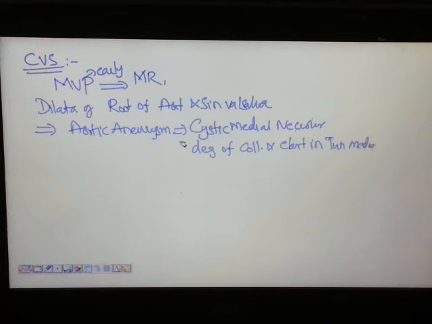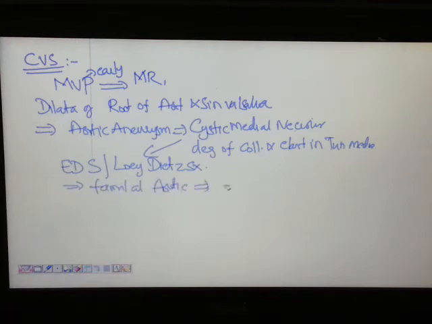Cystic medial necrosis is also seen in other syndromes like Ehlers-Danlos syndrome and Loeys-Dietz syndrome, which is something similar to Marfan's. If a patient already has a familial aortic aneurysm, then they develop at the base of the abdominal aorta.